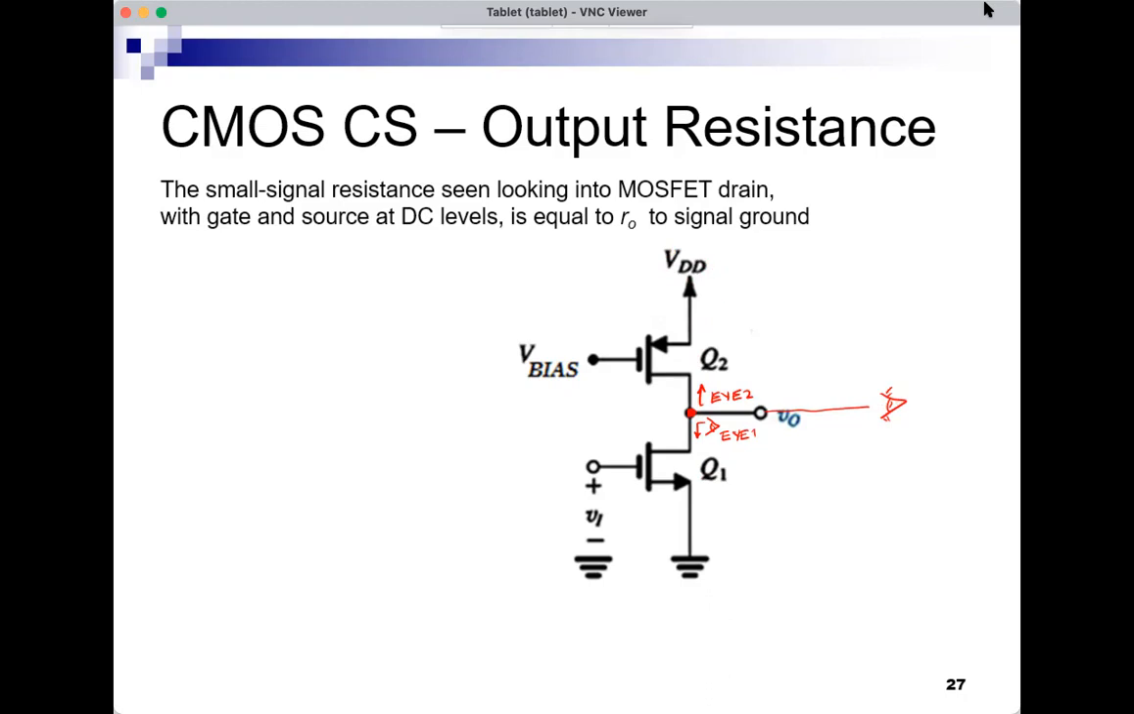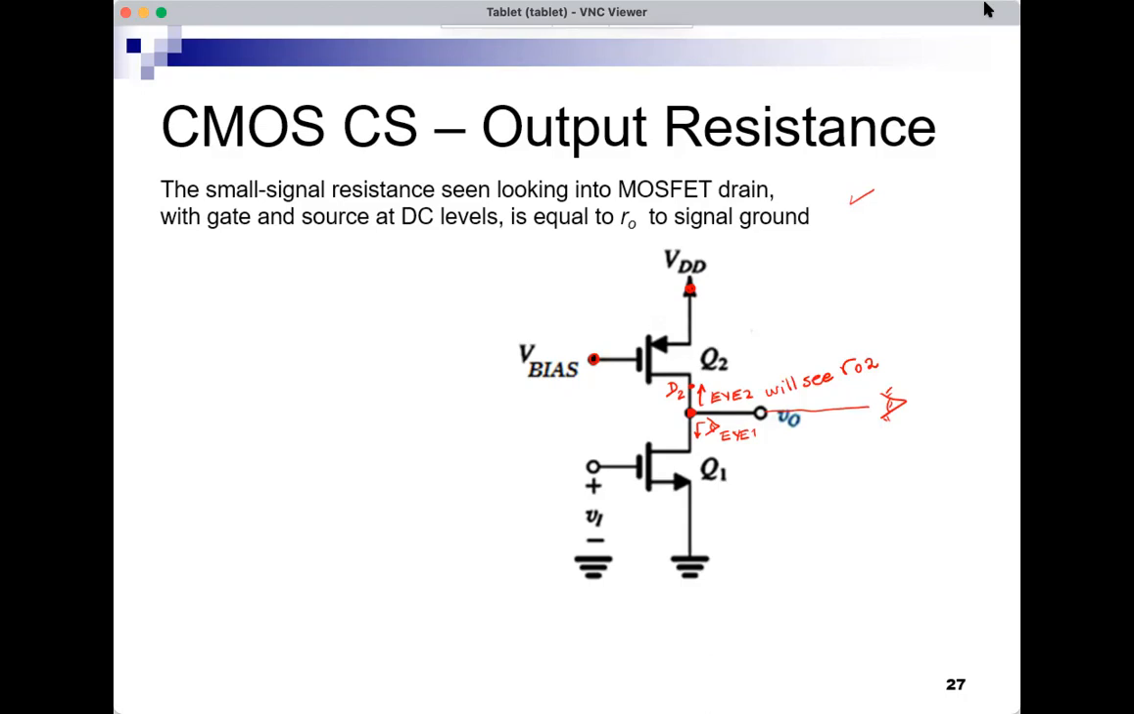So let's start with Q2. And what does I2 see? I2 is looking into the drain of Q2. This is the drain of Q2. And what's at the gate of Q2? Pure DC. What's at the source of Q2? Pure DC. So this rule, therefore, applies directly to Q2. I2 will see small RO2 because it is looking into the drain of a MOSFET with gate and source at DC.